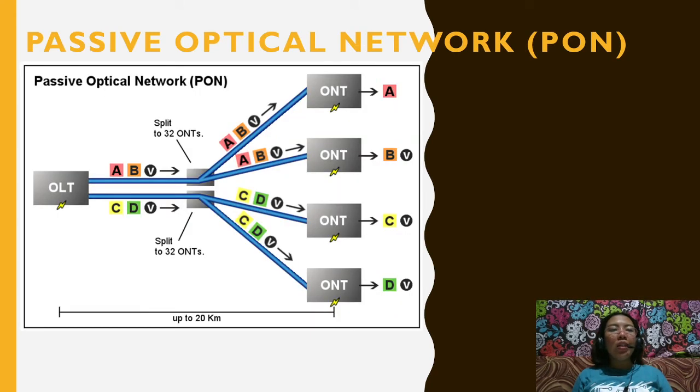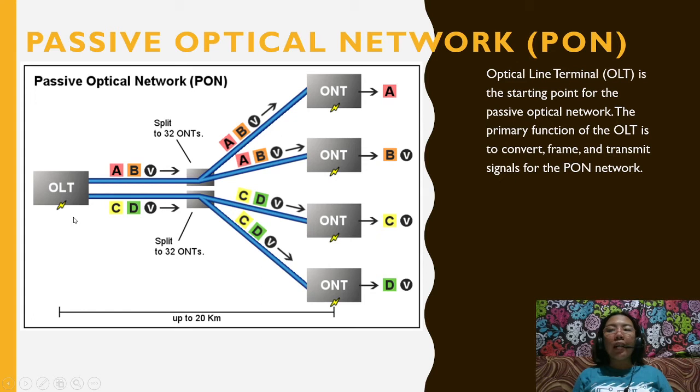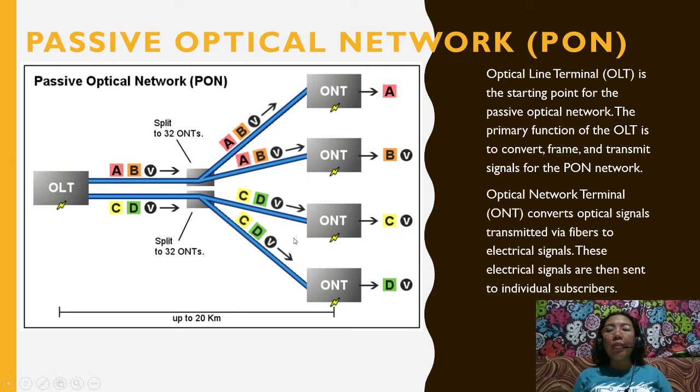So you can see here the passive optical network wherein we have the OLT or the optical line terminal, which is the starting point for the passive optical network. The primary function of the OLT is to convert, frame, and transmit signals for the PON network. And you can also see here the ONT or the optical network terminal, which converts optical signals transmitted via fibers to electrical signals. These electrical signals are then sent to individual subscribers.